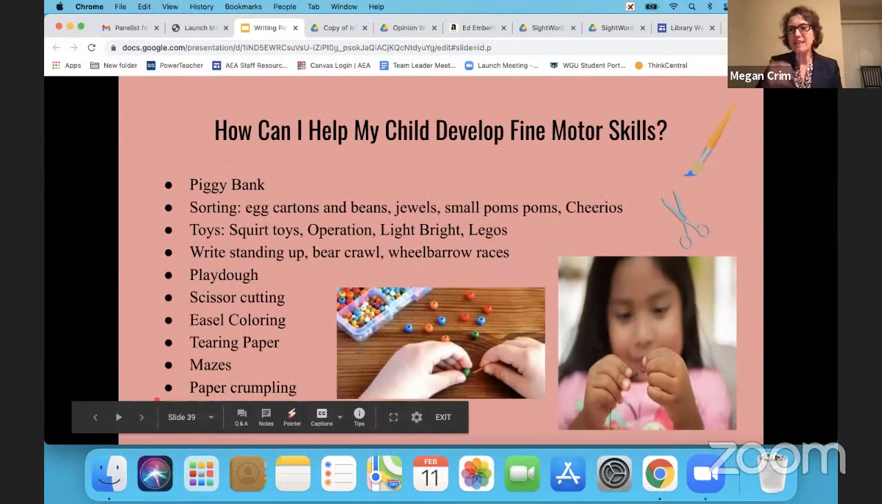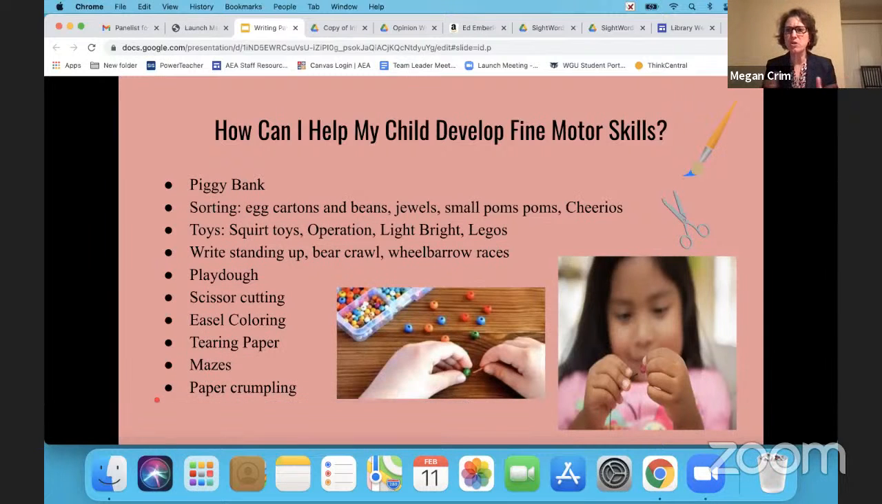Okay, and so that gets to fine motor skills. And so many kids are doing such a great job with this at home. Piggy banks, just putting coins. You want to build those muscles, those fine motor muscles. Sorting egg cartons, beans, jewels, small pom-poms, Cheerios, getting a plastic needle and threading Cheerios, and then they can eat it. Squirt toys, playing Operation, Light Bright.